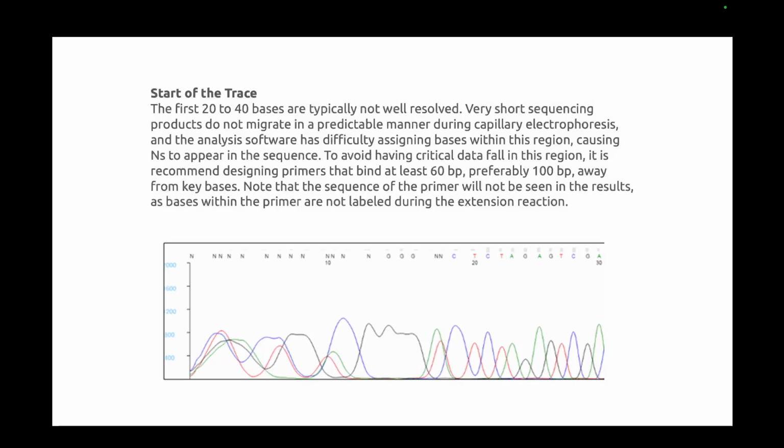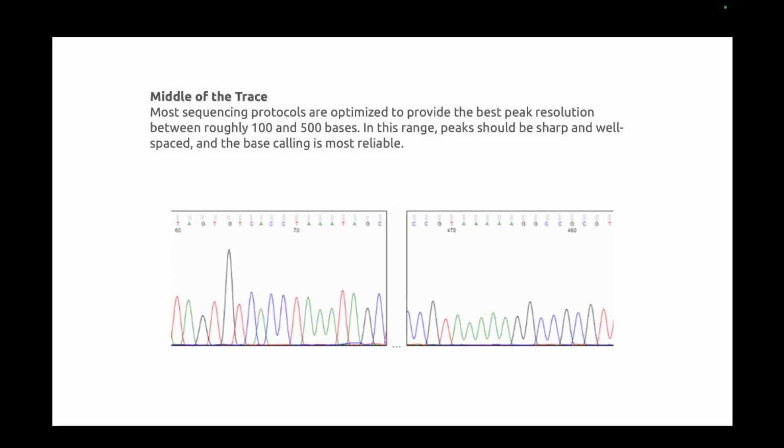So you need to be a little bit careful when you are designing primers like this. You need to mark those primers, because after the end of sequencing, you need to identify which are the adapters and which is your actual DNA, your actual sample genome. So you need to be a little bit more careful in this. Now, that was the start of the chromatogram.